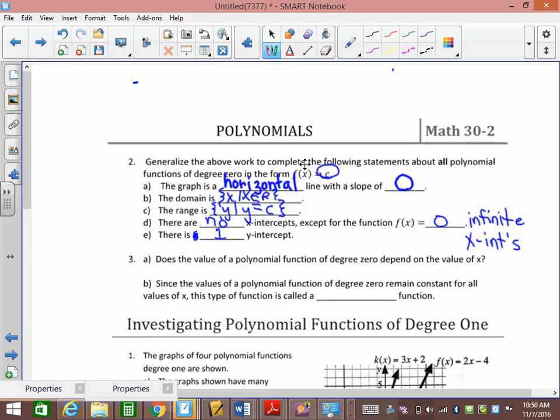No, there is no x, right? The constant. Since the values of the polynomial function of degree 0 remain constant for all values of x, this function is called a constant function. You've dealt with constant functions before, but we just didn't look at them in big detail. We're just showing them to you so you can see them, but for the most part we just deal with linear, quadratic, and cubic.